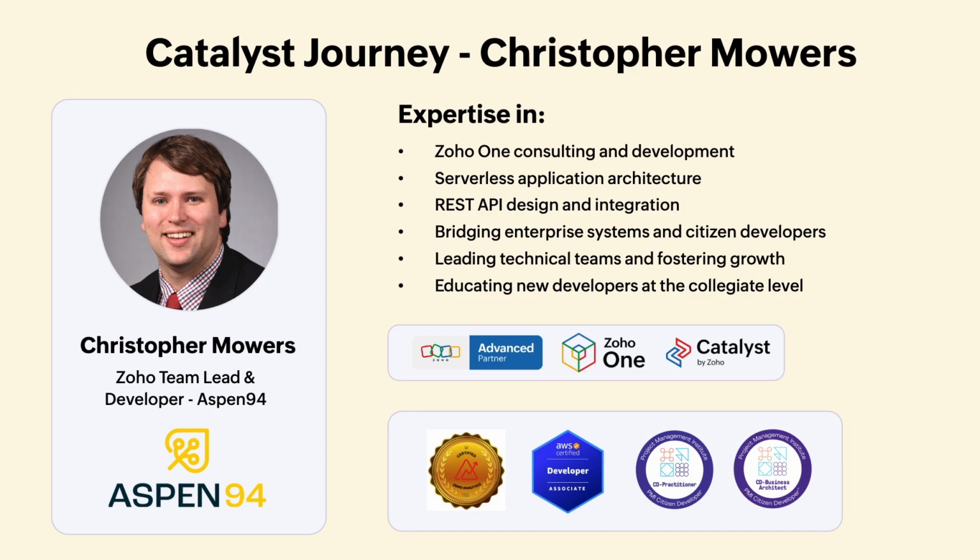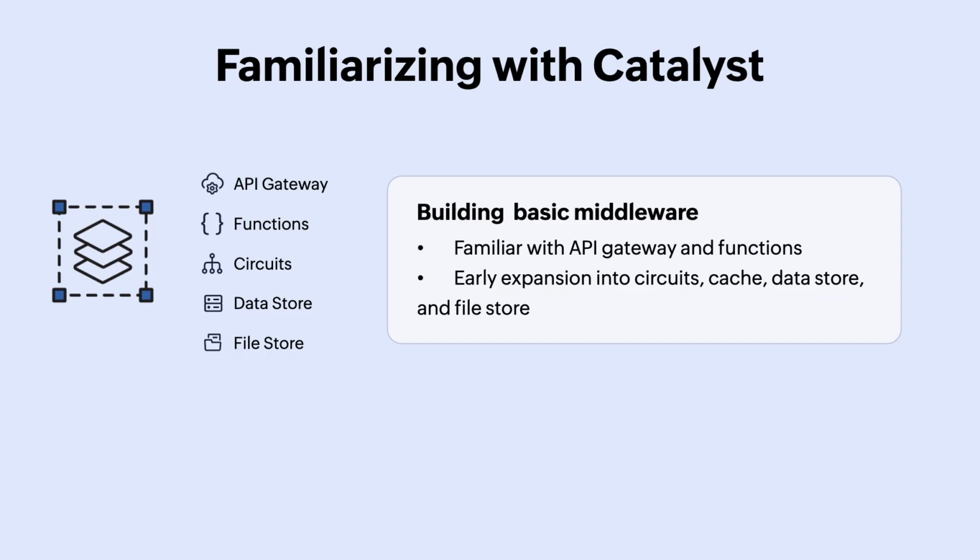Catalyst offers a varied set of services and features, and it's not necessary for you to start with everything. And that's what Chris did. He started off by using API gateways, functions, circuits, and the data store in order to build basic middleware. These were point connections between two different applications, used the API structure, enabled API gateway for routing and throttling, and slowly eased himself into circuits in order to manage recurring functions and how do I manage beyond the time limit that each function has.